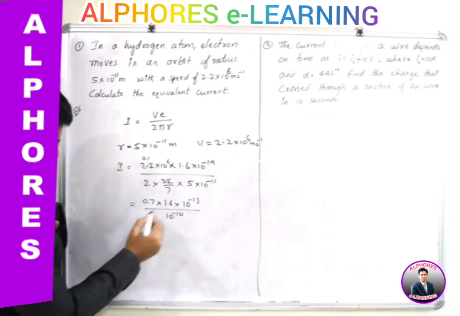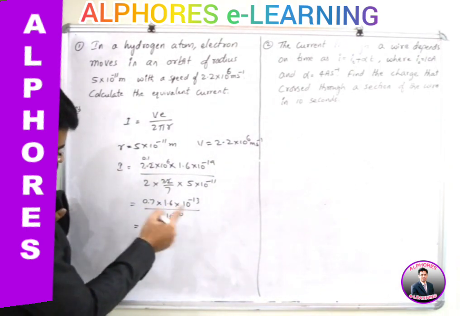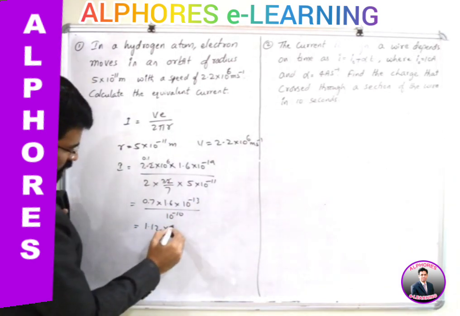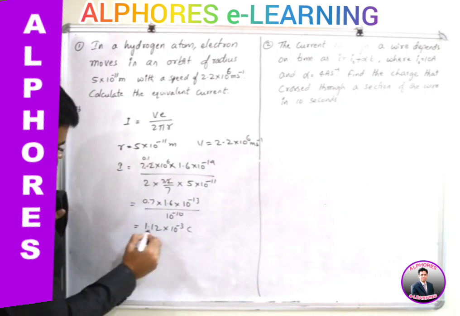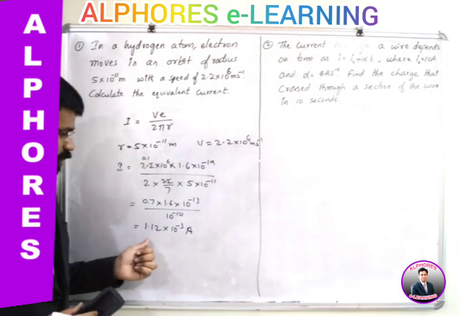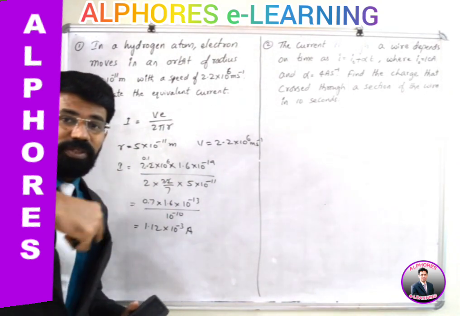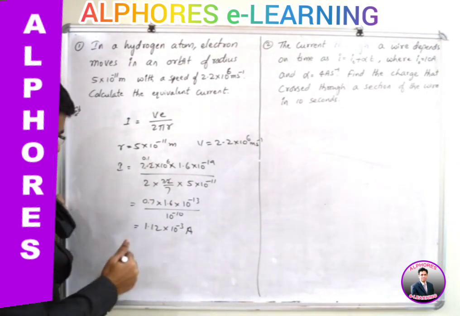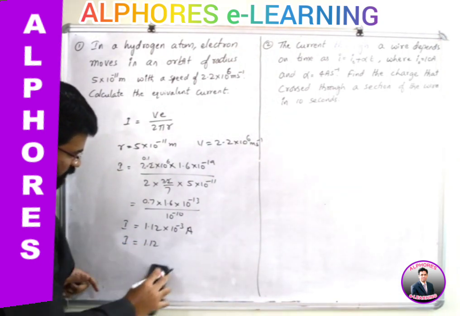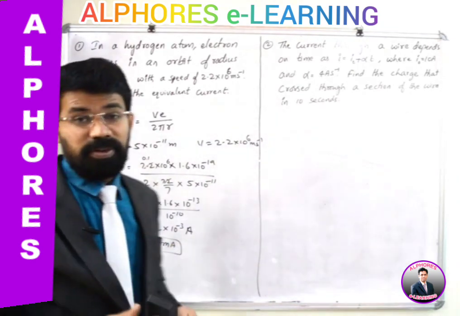So finally, what will be the answer? If you multiply 0.7 into 1.6, it is 1.12 into 10 power minus 3 by 10 power minus 10, which gives 10 power minus 3 amperes. So I is equal to 1.1 into 10 power minus 3 amperes of current is associated with the electron revolving in the circular path around the nucleus. Or you can express this as I equal to 1.12 milliamps, since 10 power minus 3 can be considered as milli. So this is the current associated with the revolving electron.